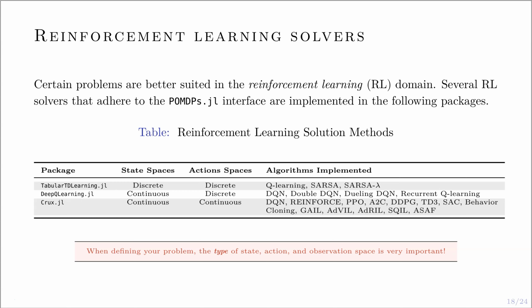Also, certain problems are better suited to the reinforcement learning domain. There are several reinforcement learning solvers that adhere to the POMDPs interface, things like tabular TD learning, which includes algorithms such as Q-learning or SARSA lambda. And then there are some deep RL packages like deep Q-learning and Crux, which can handle continuous state and continuous action spaces, and they implement some more cutting edge algorithms in the deep RL field.